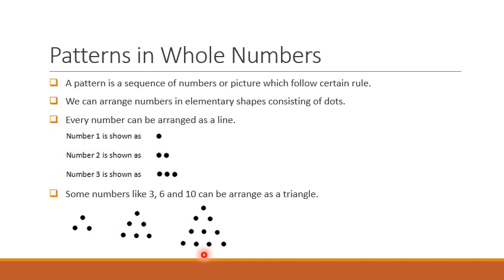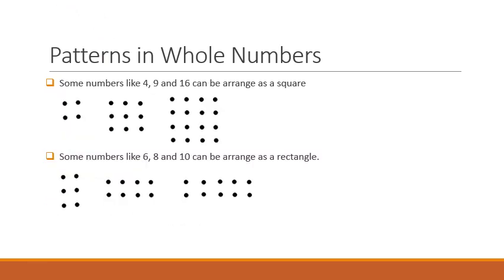In the same way, we can represent 10 as a triangle. The next triangular number will be 15. To obtain the next triangular number, you simply add one more number to the previous row. So we have seen that there are certain numbers which can be written in the form of a triangle.